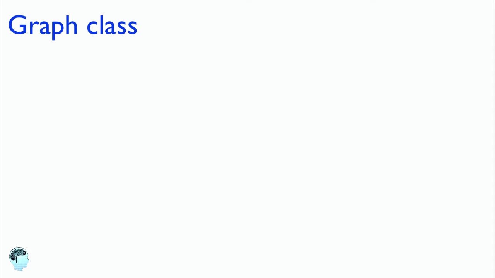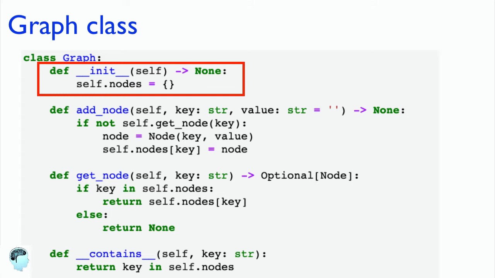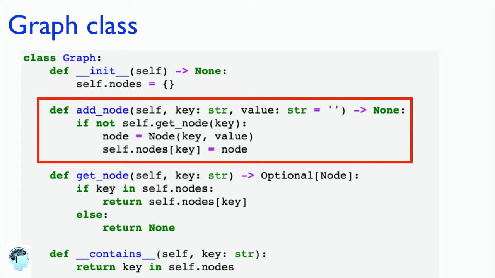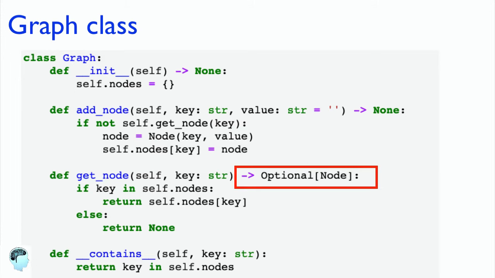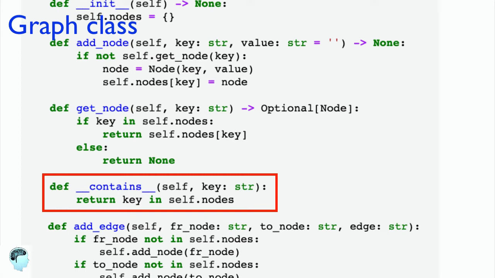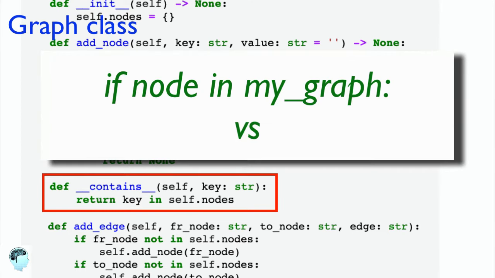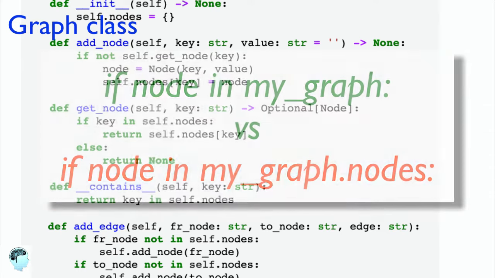A graph class has a little bit more logic. As you can see, I'm creating an empty collection of nodes. AddNode method will check if the node with specific key is already in the collection, and if it's not, then let's create a new node and add it to the collection. GetNode is the one checking if the node exists. It returns either node or none, which is denoted by the optional type. Overriding the contains method will allow us to check if the node is in graph as opposed to if node is in graph.nodes, just a convenience item.